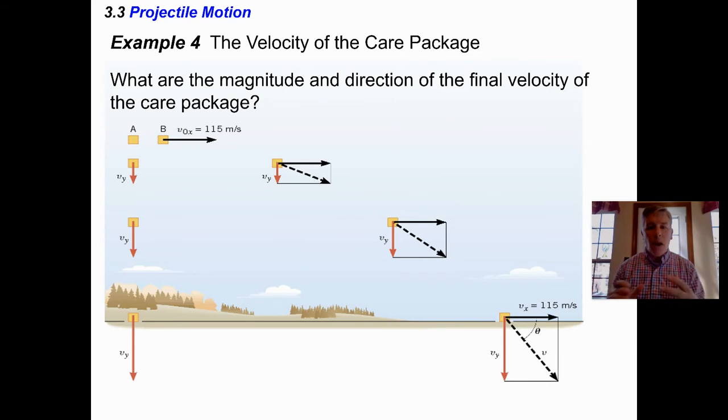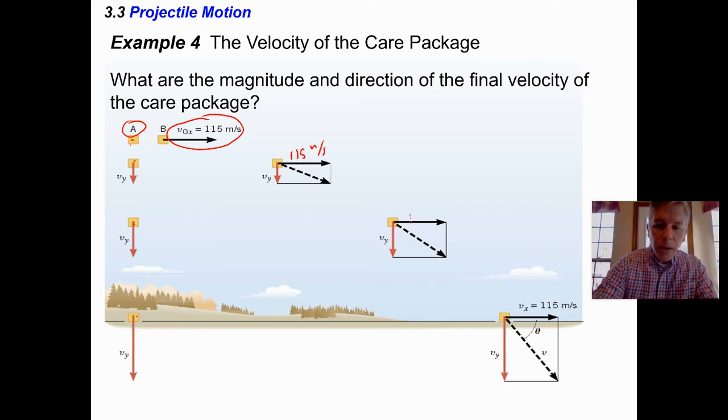Continuing with that, here's probably the hardest one: finding the velocity of the care package right before it hits the ground, because of common mistakes that happen here. I love this picture because it breaks it down into two parts. In A, if you were just to look at the package falling straight down, it's accelerating in the vertical direction. Horizontally, in B, you can see that this is going to stay constant. You're always going to have 115 meters per second, so horizontally that doesn't change. What's happening is it's gaining vertical velocity.